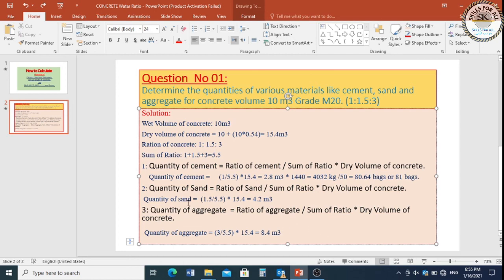You can take the screenshot and you can practice it for bigger volume or something else.